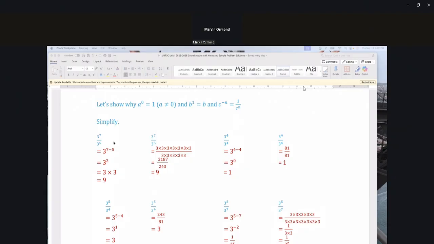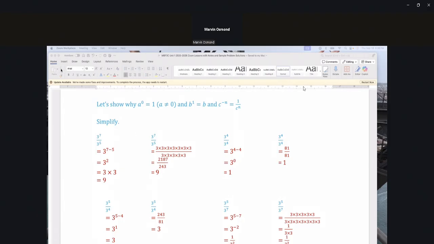Now, we can do this problem another way, just using multiplication, because 3 to the power 7 means 3 times 3 times 3 times 3 times 3 times 3 times 3, 7 threes. And then the bottom, 3 to the power 5, is 3 times 3 times 3 times 3 times 3, 5 threes. If you multiply the top 7 times on your calculator, you'll get 2,187. If you go 3 times 3 times 3 times 3 times 3, you'll get 243. And if you divide those two numbers, you'll get 9.